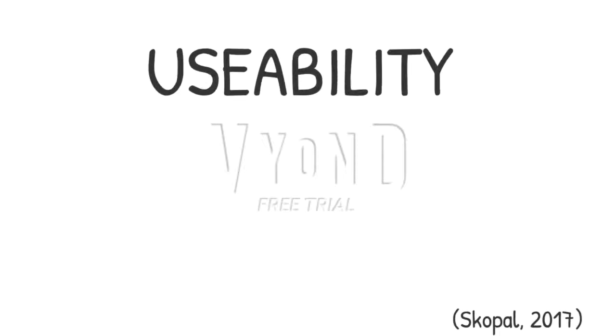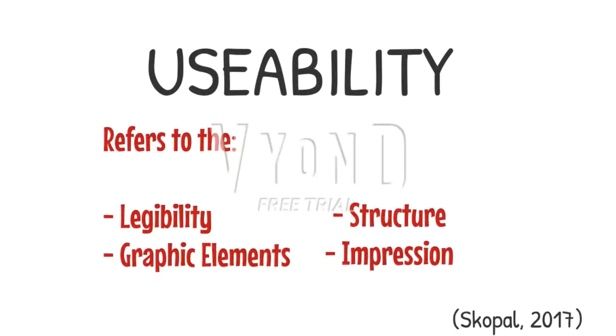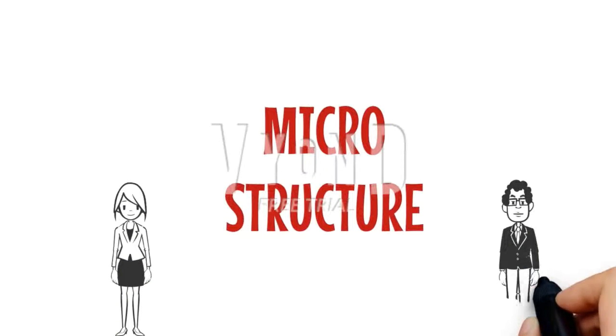Usability is referred to as the ease at which information can be consumed and understood, and can be split into the legibility, graphic elements, structure, and impression of a text. First, let's examine the microstructure of both institutions.